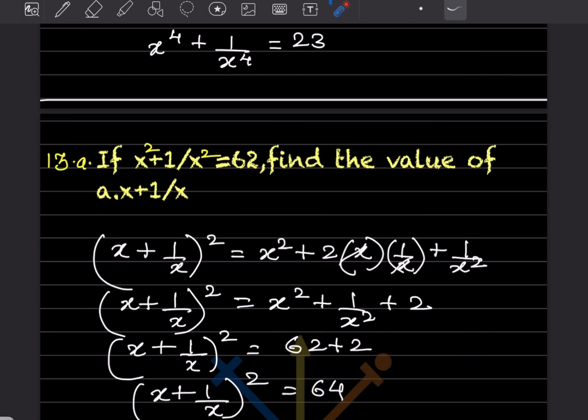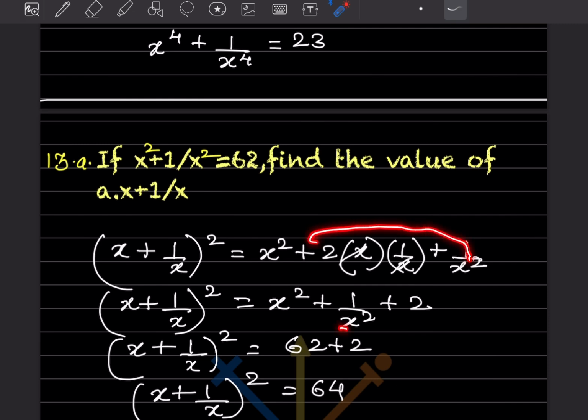Now here, if x square plus 1 divided by x square is 62, you have to find the value of x plus 1 by x. So now what will you do? Here x square plus 1 divided by x square. So now we'll start with x plus 1 by x whole bracket square. Same thing, this is a plus b whole bracket square, that will be a square plus 2ab plus b square. So now here we are going to write the same. This and this get cancelled for this term.